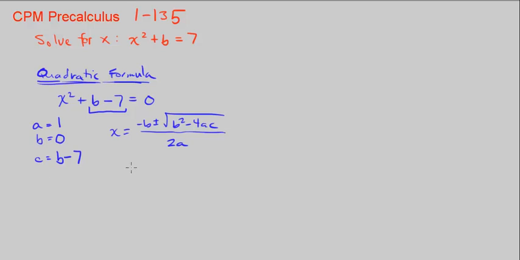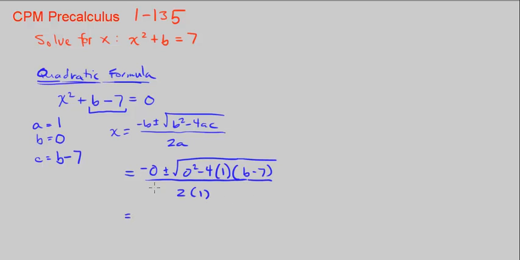Once we get a, b, and c, we can plug them in. Negative b, well, we have to use this b, which is 0: negative 0, plus or minus the square root of 0 squared minus 4 times a, which is 1, times c, which is b minus 7, and divide all that by 2 times 1. Let's simplify this. Negative 0 is just 0, so we just have plus or minus the square root of, 0 squared is just 0, so negative 4 times b minus 7, over 2.